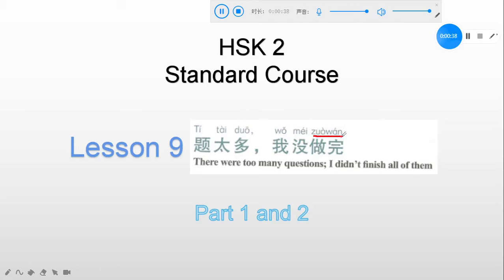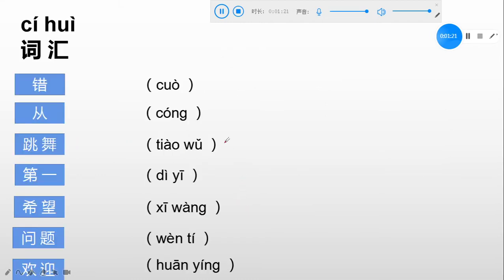These two together, in English we say the complement of result. How to use this is today's grammar part, which we will learn in the third class. Okay, now that we are done with the title, we can take a look at the English version. There were too many questions. I didn't finish all of them. Today we'll just focus on part 1 and 2. Part 1 and 2 of each lesson is pretty easy. So for today's class, we'll just go through parts 1 and 2, which is also our first class.